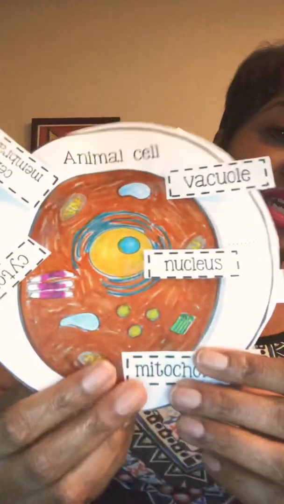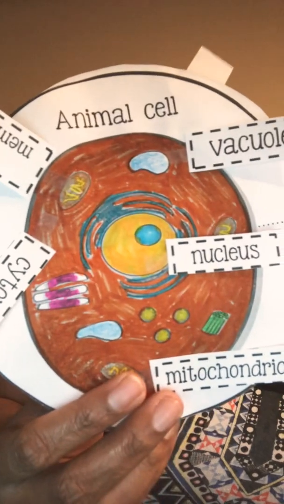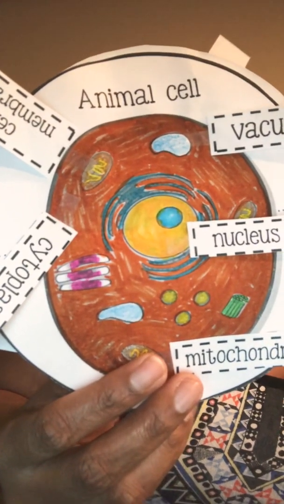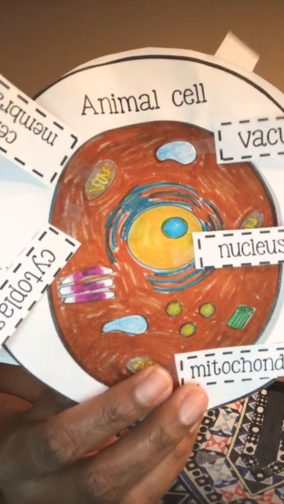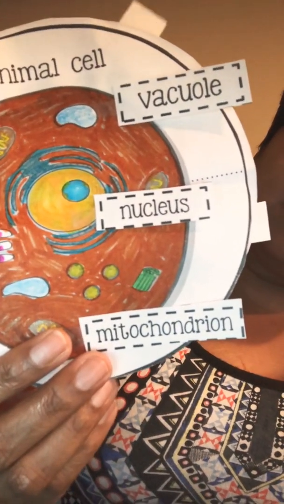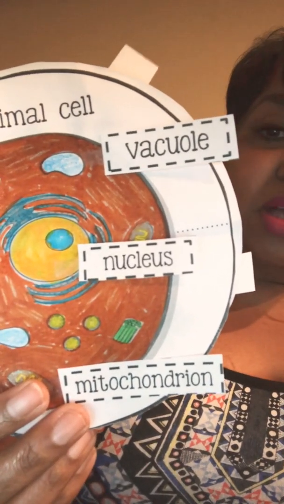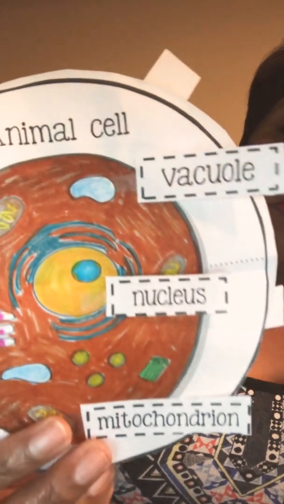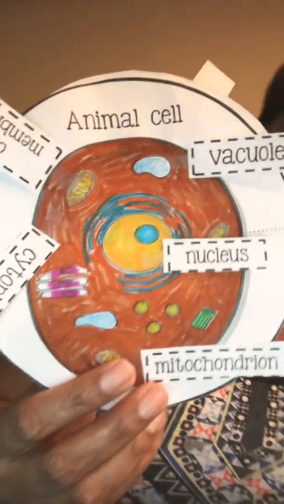So now we are done with labeling our animal cell. You should have your cell membrane, which controls what goes in and out of your cell, your cytoplasm, which is the jelly-like substance. That's why a lot of students use Jell-O when they make their cell models. It's the jelly-like substance that everything sits in. Your mitochondrion, it gives your cell energy. Your nucleus is the control center. It's the boss. It tells the cell what to do. And your vacuole stores water. So our animal cell is complete.